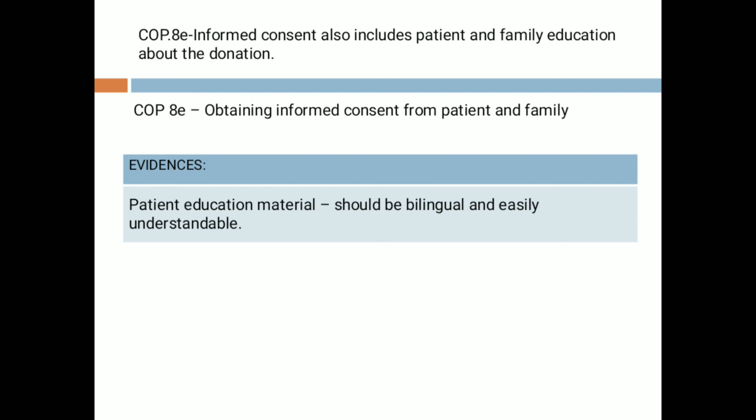Objective element COP 8E speaks about obtaining informed consent from patient and family. Evidences: Patient education material should be bilingual and easily understandable.